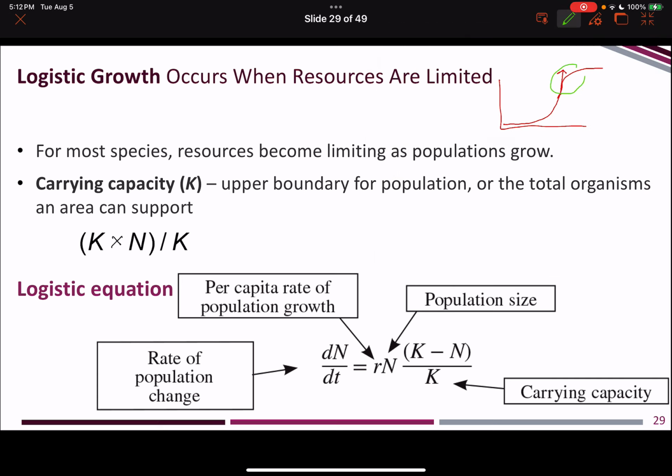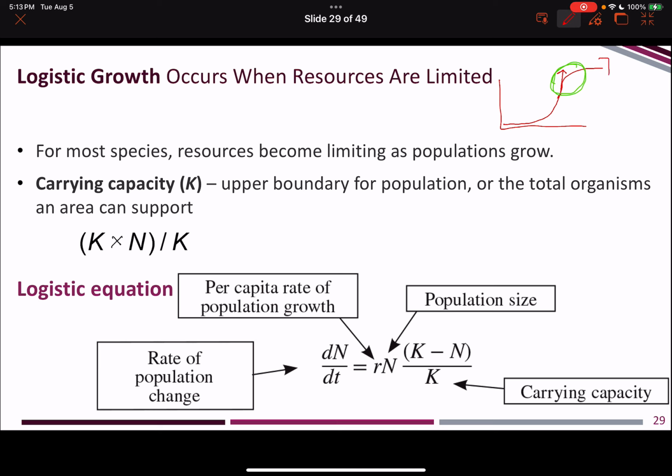right about here, we start to see that decline in the population, because a resource in the environment starts to limit the number of individuals that population can reach. The environment begins to dictate how many of those organisms are going to be present and be able to be supported. So for most species, at some point, some resource is going to become limited. What that resource is just depends on the environment. It depends on the species.